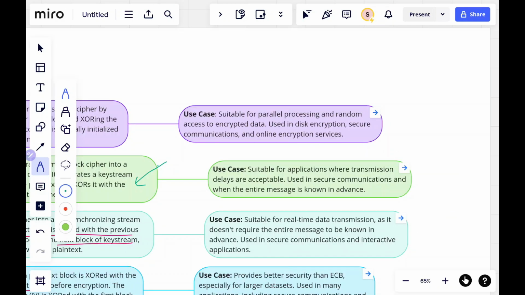So that brings us to the conclusion of this pretty long video, where we have seen in depth how exactly a block cipher works in practice.